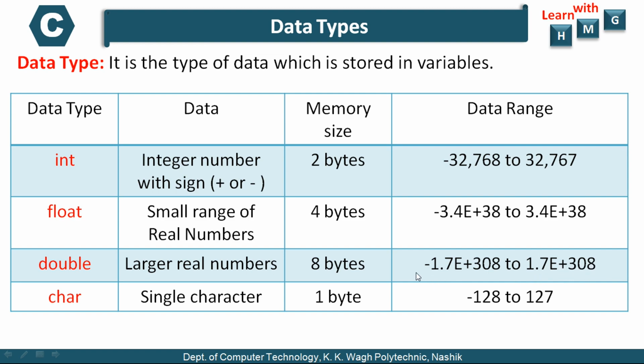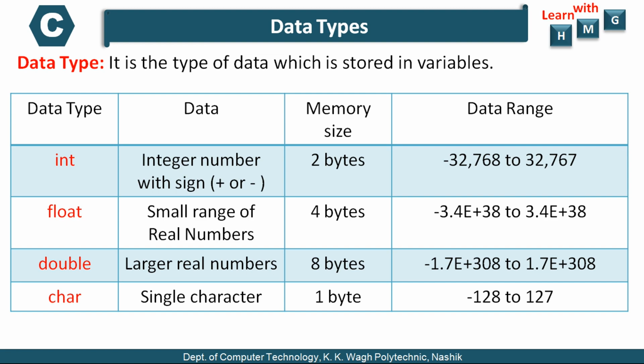And the fourth basic data type is char, that is a character. It is used to store a single character, and it occupies 1 byte of memory, and the range is minus 128 to 127. Though it is a character, why is the range numerical? Because I already told you in the character set, that is in the character constant we have seen, every character is represented by an integer value, and that is this integer range minus 128 to 127.